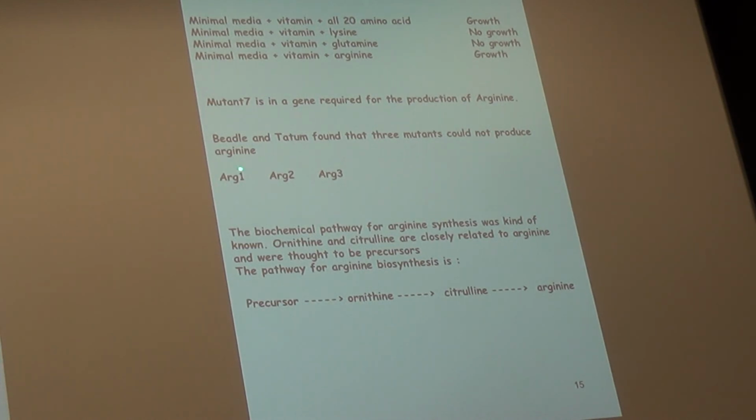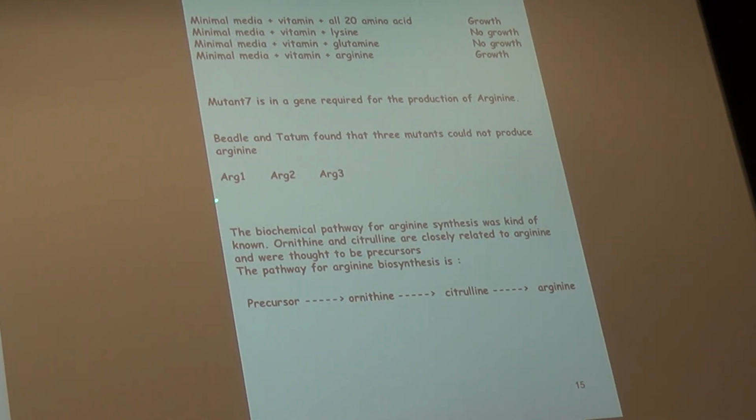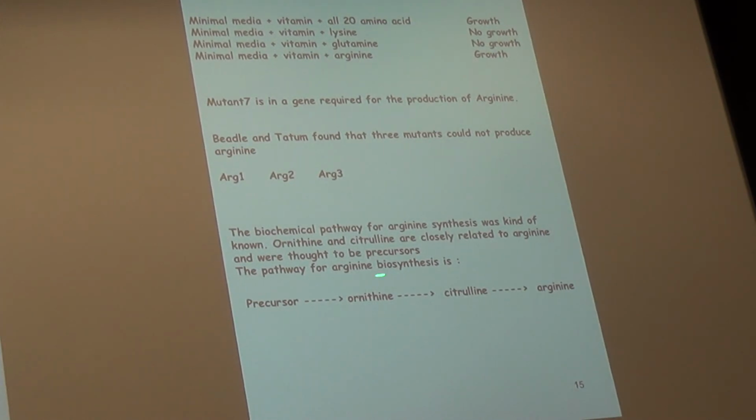So where are these mutants? Maybe ARG1 is an enzyme that converts precursor to ornithine. We'll ignore that step. Let's focus on this step here. Well, you could also do this if you want. I've done this whole pathway. So you have a precursor, converts to ornithine, converts to citrulline, converts to arginine. So there are 3 steps in the pathway, and there are 3 enzymes that are required for this pathway.